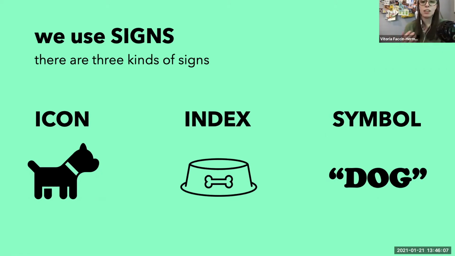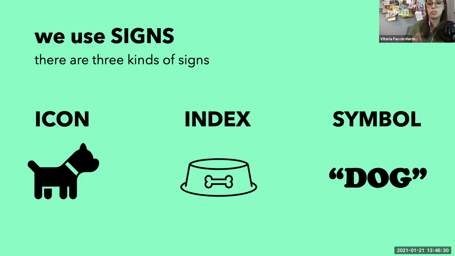Second, we have an index. An index is not the dog itself, but things that also represent the dog. And those can be abstract or representational. So here we have a food bowl with a little bone. We decided culturally that this is a dog food bowl or an animal food bowl.